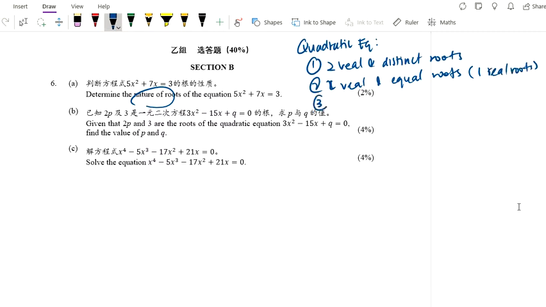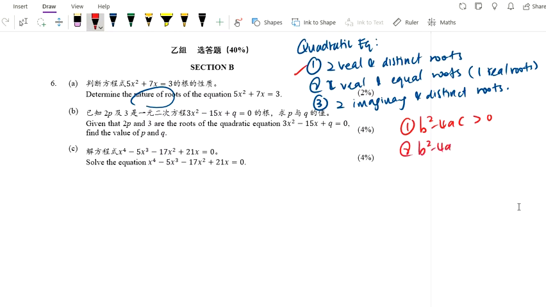Then the third one is 2 imaginary, and if the roots are imaginary, means it is the complex conjugate of each other, so they have to be distinct. Then how do we determine that? We will use the discriminant b squared minus 4ac. If b squared minus 4ac is greater than 0, that means it is 2 real and distinct roots. If b squared minus 4ac equals 0, means it is 2 real and equal roots. If b squared minus 4ac is smaller than 0, that means it is 2 imaginary and distinct roots.